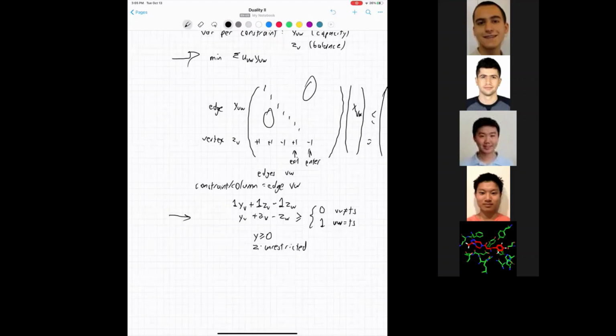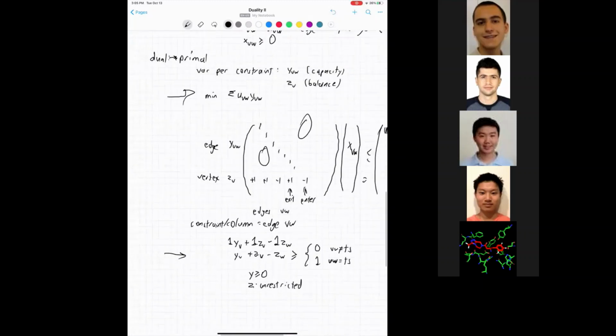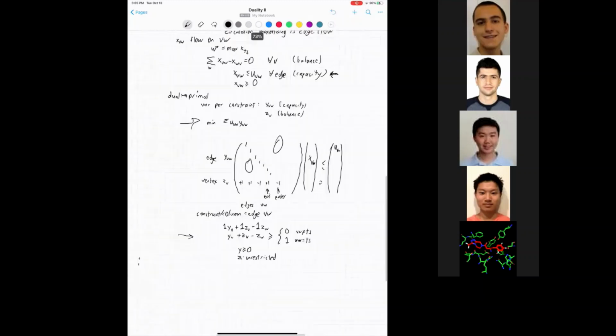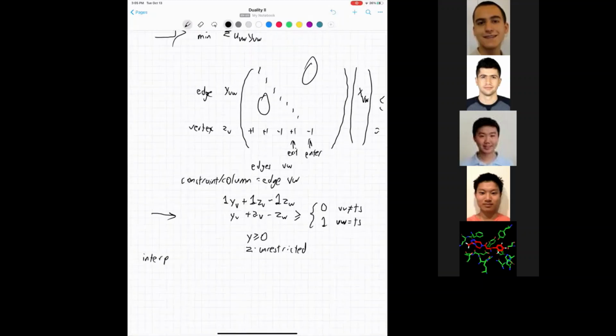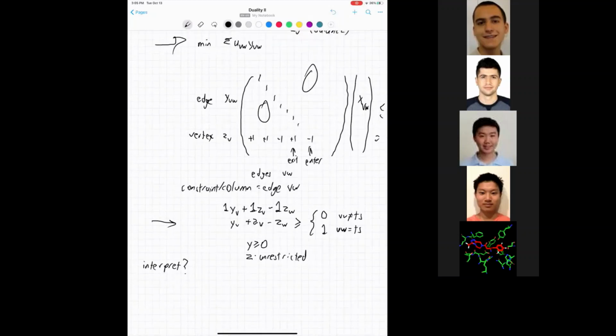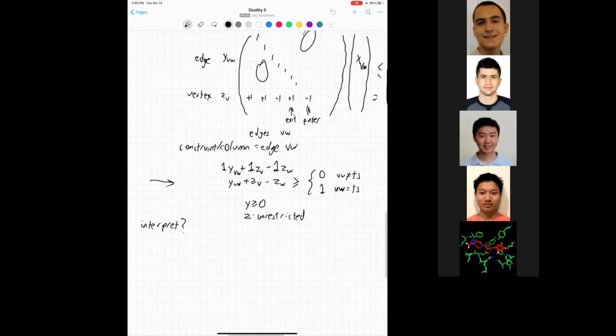So the next thing that we do, now that we have completed that dualization, is we think about the interpretation. How can we use this linear program to understand more about max flow? Okay, so we've already seen that, sorry, this is a YVW, not a YV. Actually, let me write it down in one place so we can stare at it.